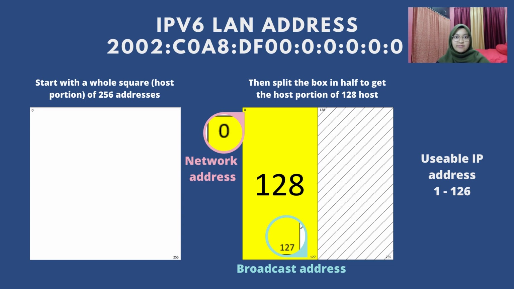The number at the upper left corner of the yellow box is actually the value of the network address for 135 hosts, and the bottom right of the yellow box is the value of the broadcast address. And the IPv6 for this network is stated as 2002:C08:DF00:0:0:0:0:0:0.